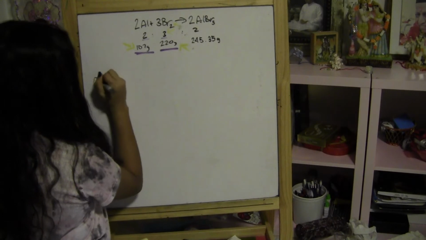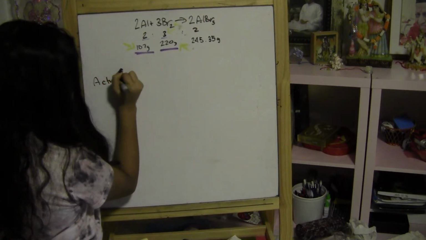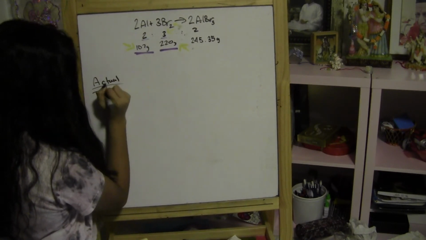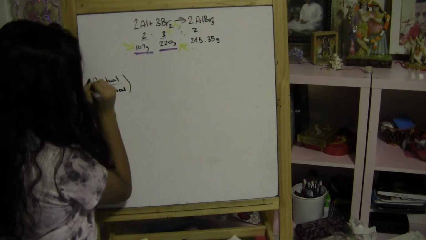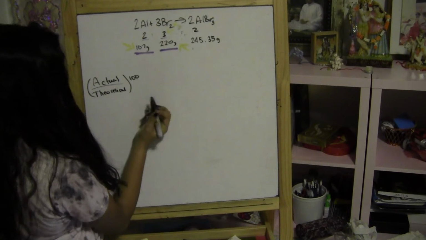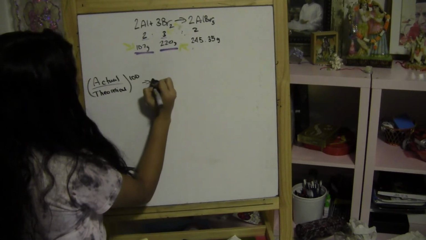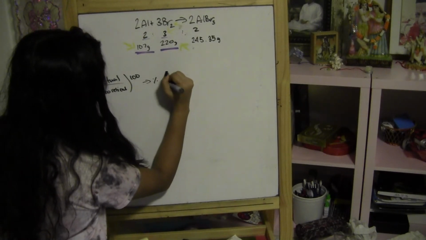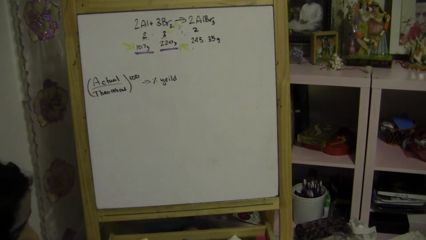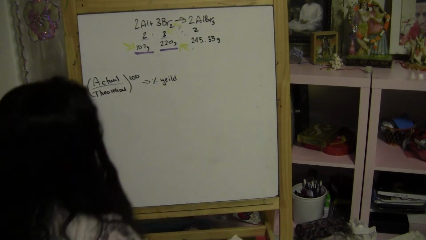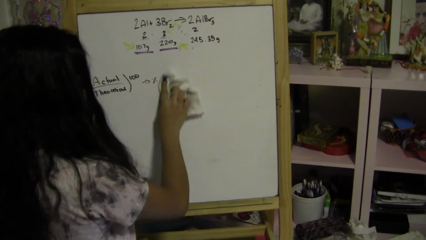It is actual over theoretical. Okay, all that times 100. Okay, and this will give you percent yield. Oh, sorry, spelled yield wrong.